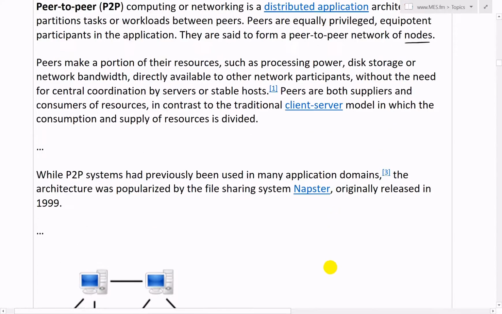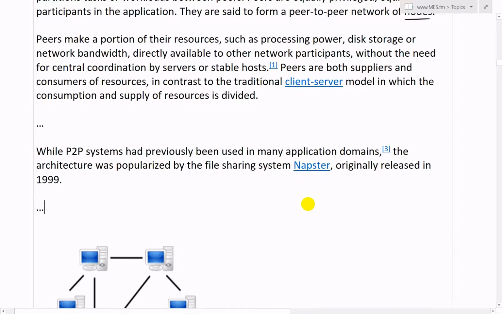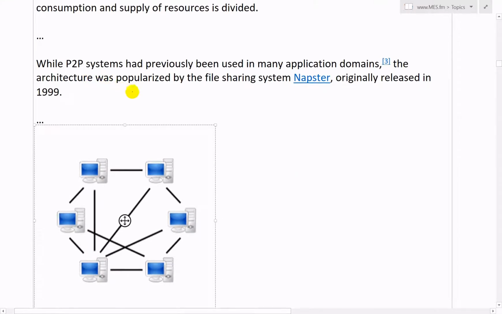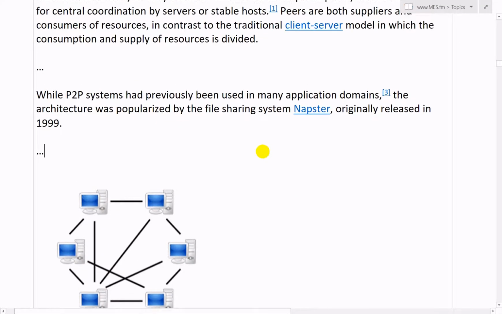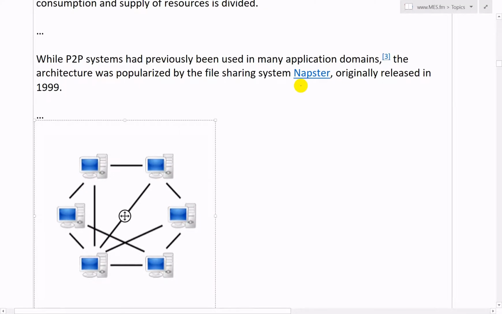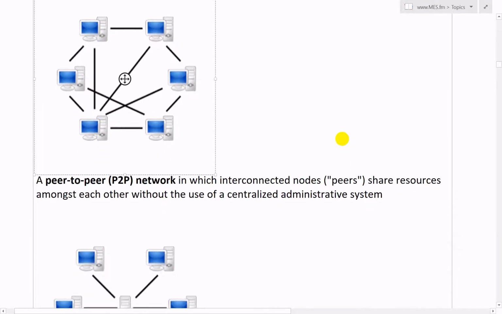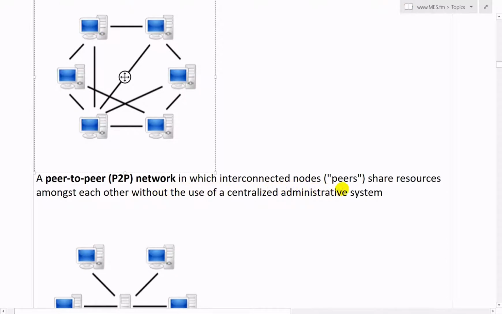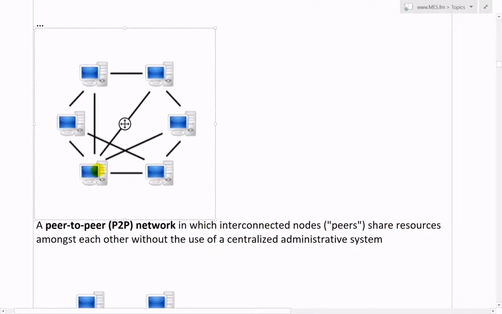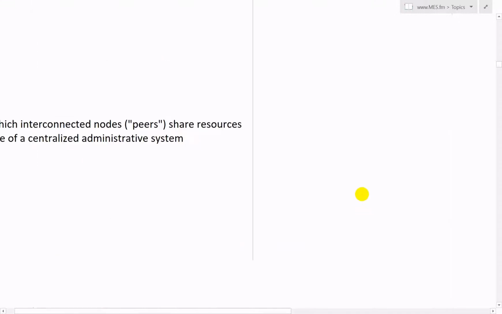So each of these nodes or computers can consume or supply resources to other computers for their computing needs. While P2P systems had previously been used in many application domains, the architecture was popularized by file sharing. I believe this was the music sharing system Napster, originally released in 1999. So here's an illustration of a peer-to-peer P2P network in which interconnected nodes, peers, share resources amongst each other without the use of a centralized administrative system. So this one could be doing some CPU. They could use this for copying some other data, and they're just all interconnected like that.